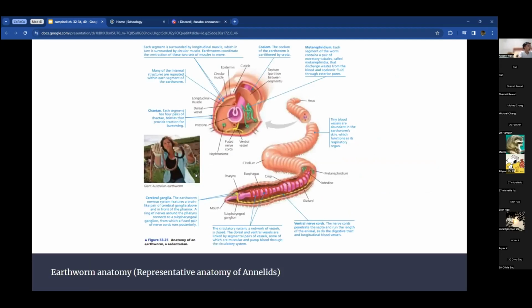This is an Australian earthworm. Everything's bigger in Australia. And as you can see here, earthworms are actually very complex creatures. Start from the top, mouth, and this is kind of like their brain area.